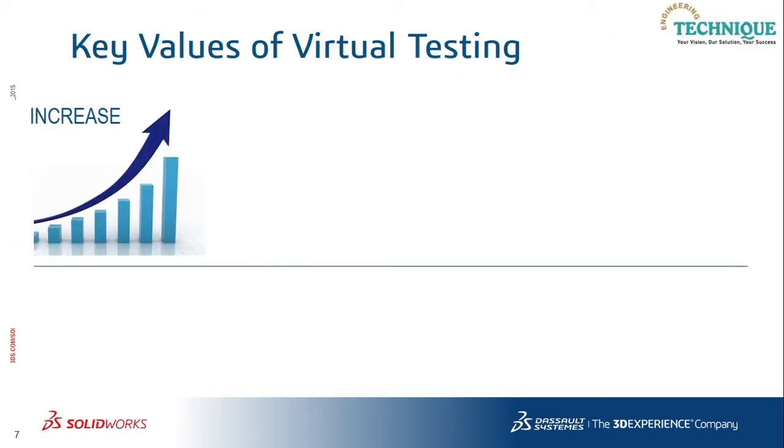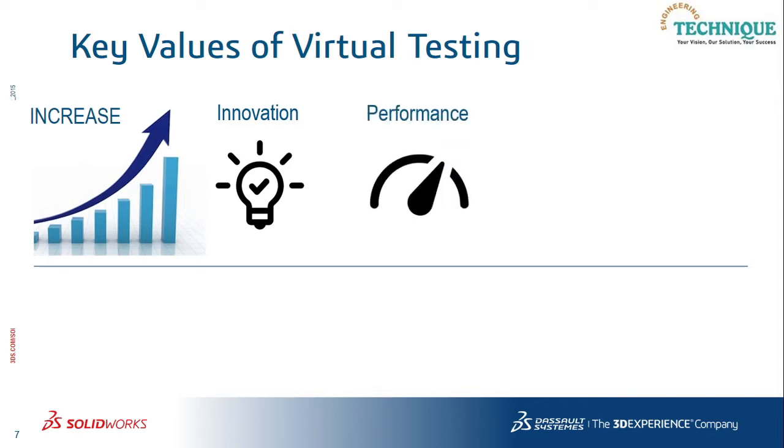Now the key values are, like, innovation. You will have an increase in the innovation of your product. The performance of your products will increase, right? Because anything that you manufacture, you validate in the software itself, and then it is good to go for manufacturing.